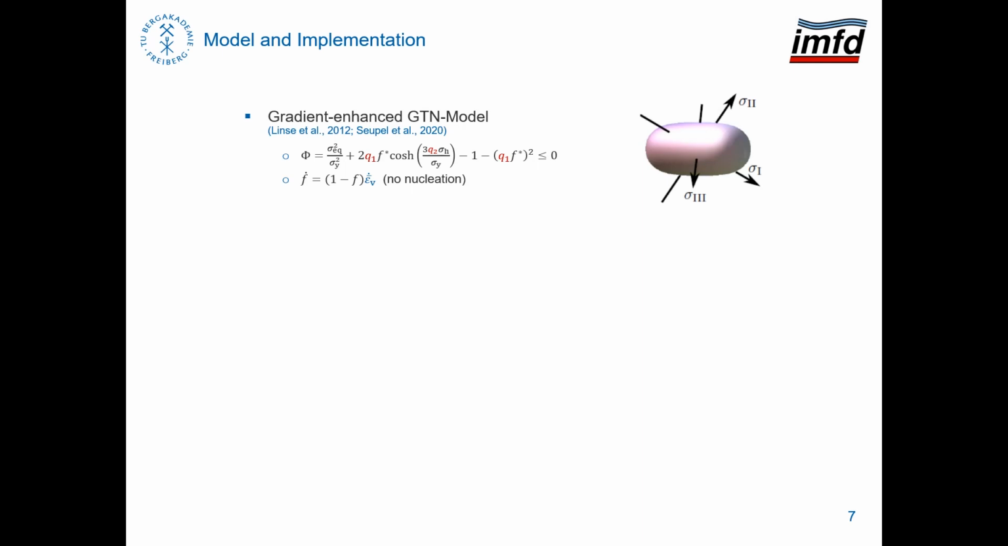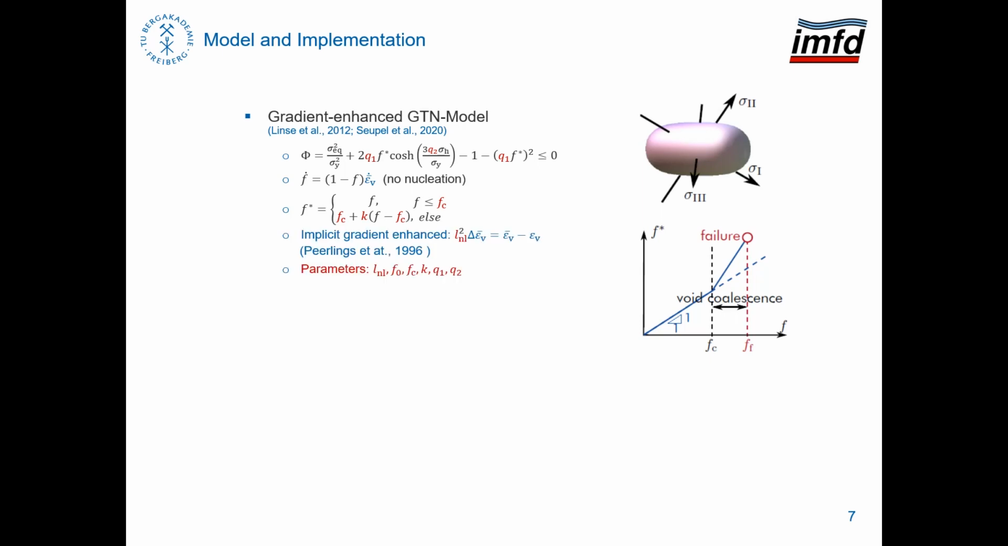Nucleation of voids is not considered in what follows. The mechanism of void coalescence is described by introducing the effective porosity F star. When the critical porosity Fc is exceeded, an accelerated void growth is defined, which is controlled by the slope k. The evolution of the non-local volumetric plastic strain is modeled by the implicit gradient enhancement proposed by Peerlings. A field equation of Helmholtz type has to be solved, which contains the so-called internal length as additional parameter. The parameters to be calibrated are summarized here.